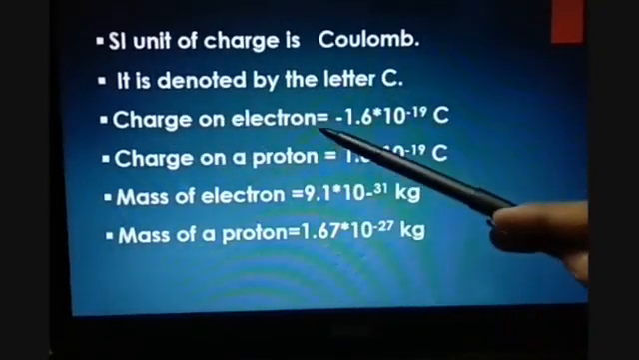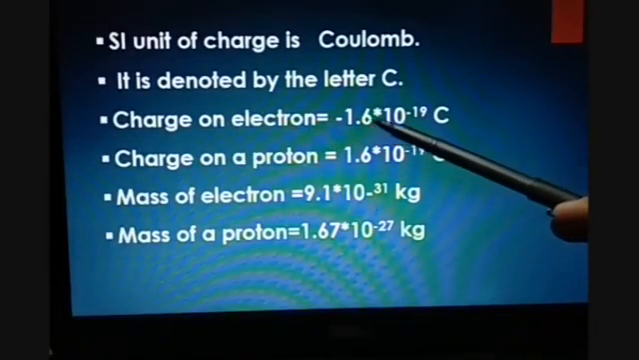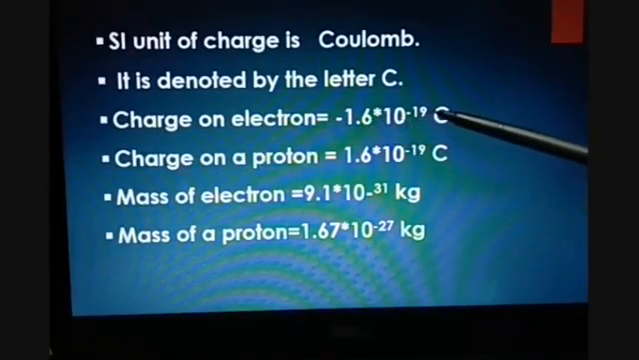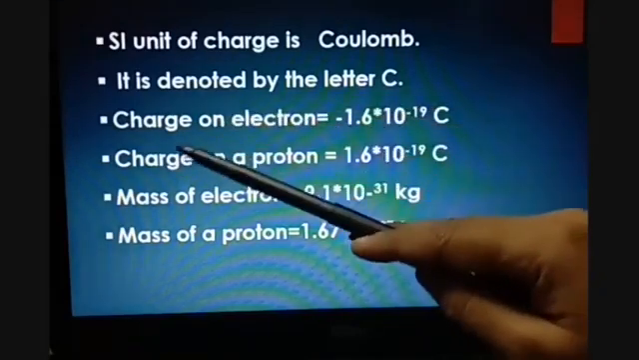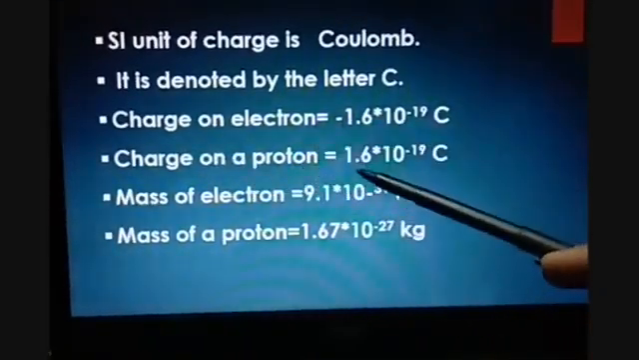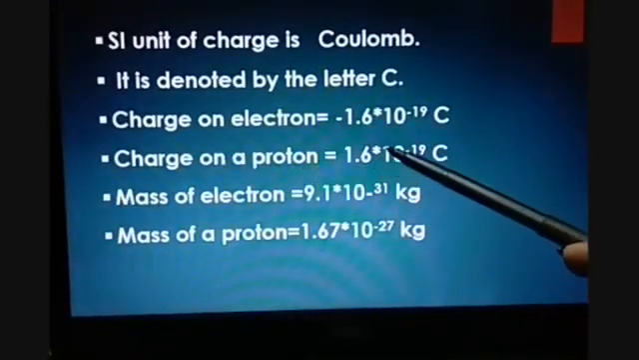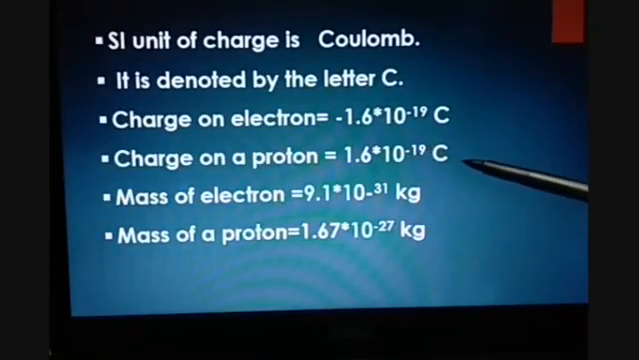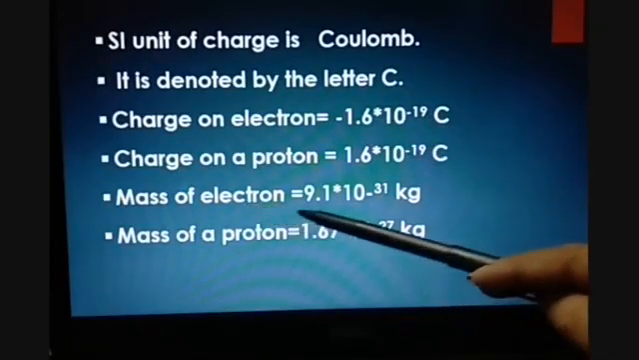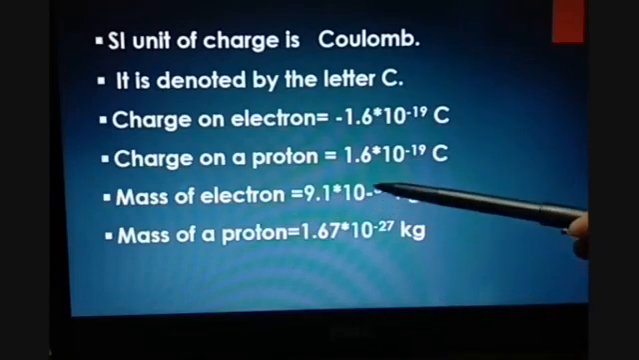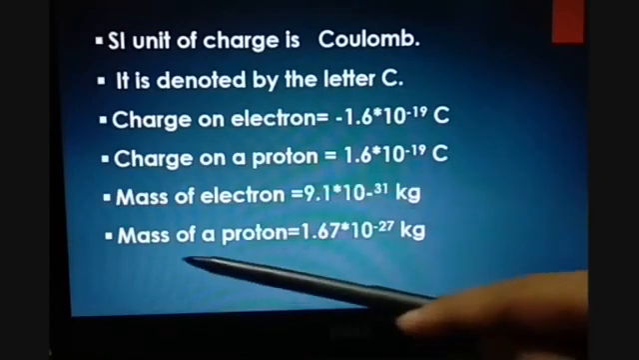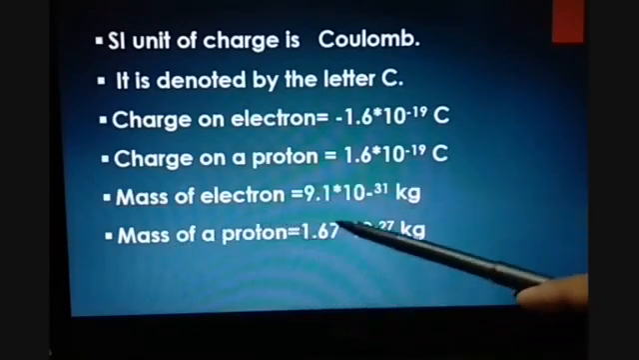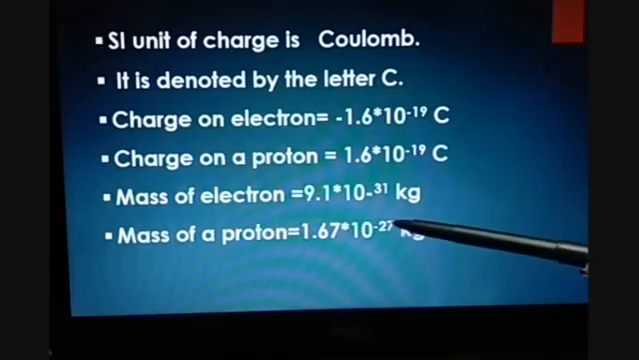Charge on one electron is minus 1.6 into 10 raised to power minus 19 coulombs, whereas the charge on a proton is 1.6 into 10 raised to power minus 19 coulombs. The mass of an electron is 9.1 into 10 raised to power minus 31 kg, and the mass of a proton is 1.67 into 10 raised to power minus 27 kgs.